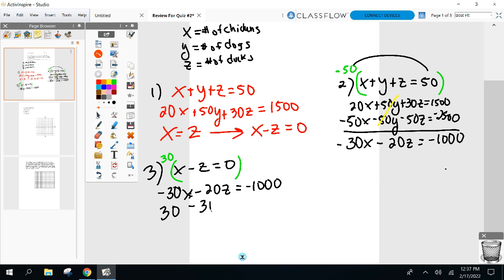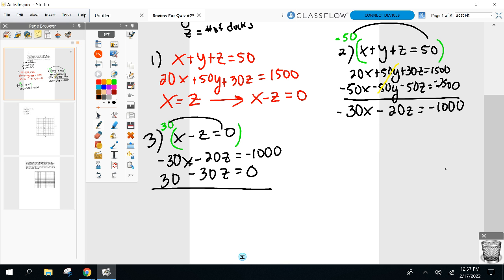Real quick. 30x minus 30z. Oh boy, I remember going around to at least 5 of you here. 30 times 0? Yeah, 0. That's why I made those. When I've been doing it wrong, I didn't make it negative 30. The x's cancel. What are we left with? Negative 50z equals negative 1000. Divide both sides by negative 50.